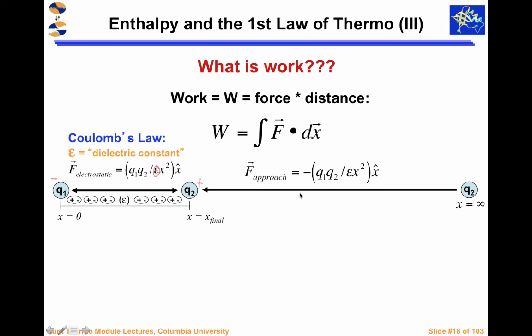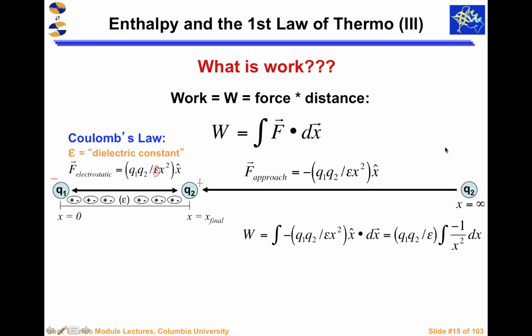With the unit vector that just points between the two charges. Okay, so the product of the charges divided by epsilon, the dielectric constant, times the square of the distance between them. So that's the force. When we let the electrostatic force between them move Q2 closer to Q1, right? And so in this coordinate system, the force is negative, right?